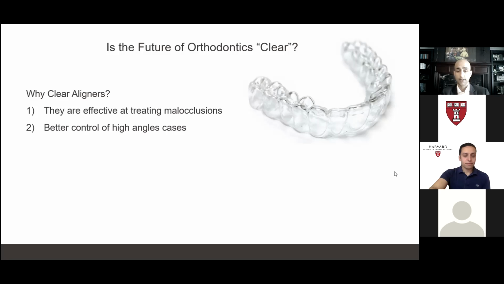Certain cases treat better, certain cases treat worse. But what cases treat better? Really high angle cases.